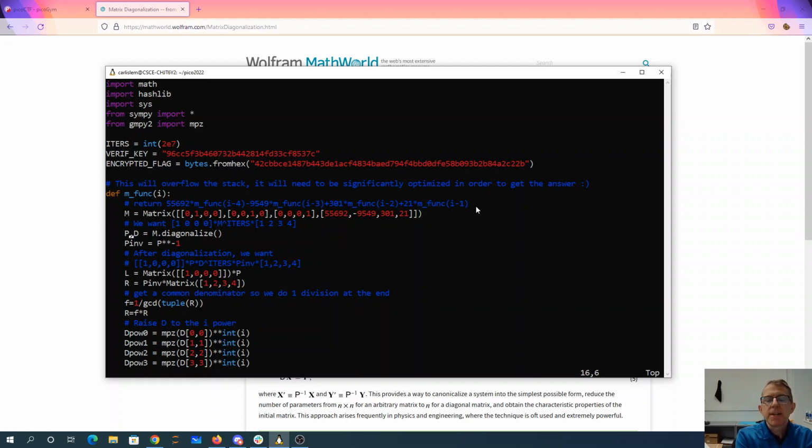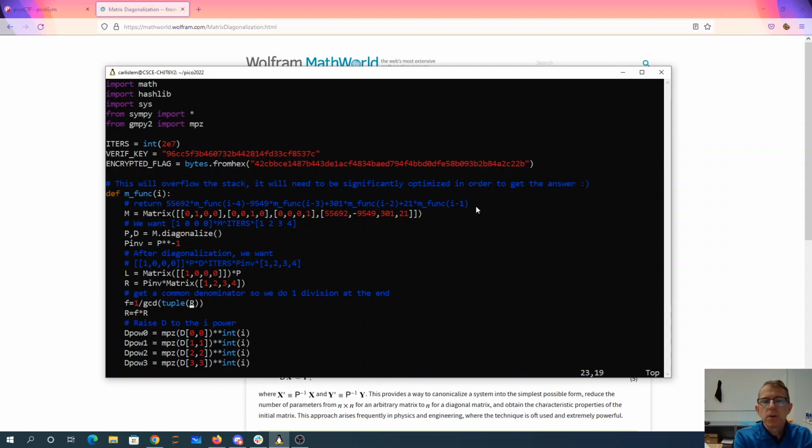simp.py, I diagonalize this, I compute the inverse, so I have P times D raised to the power of 20 million times P inverse. The initial values that were given were 1, 2, 3, and 4, and we just want the first value of that, because that's going to be m func of 20 million. So the things on the left are this 1, 0, 0, 0 times P. The things on the right are P inverse times 1, 2, 3, 4.